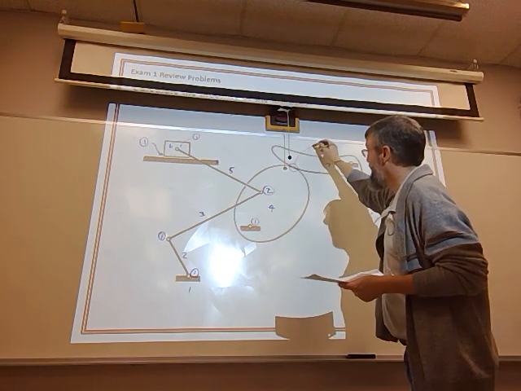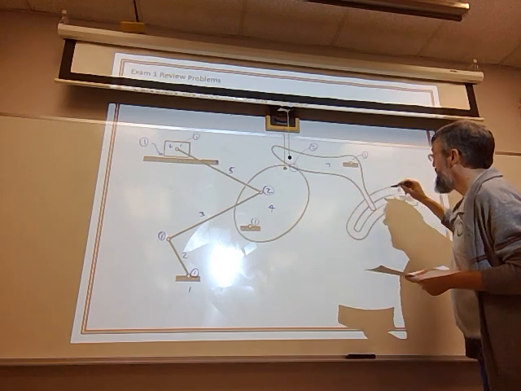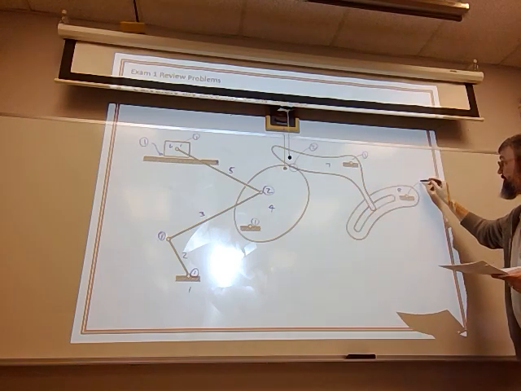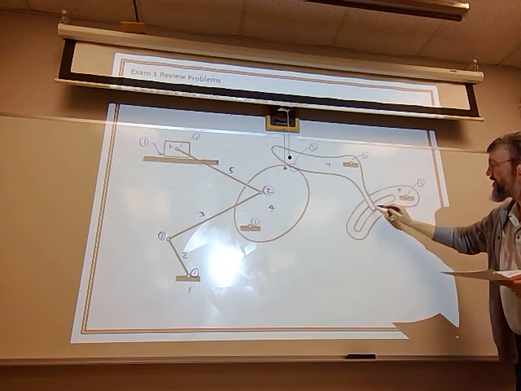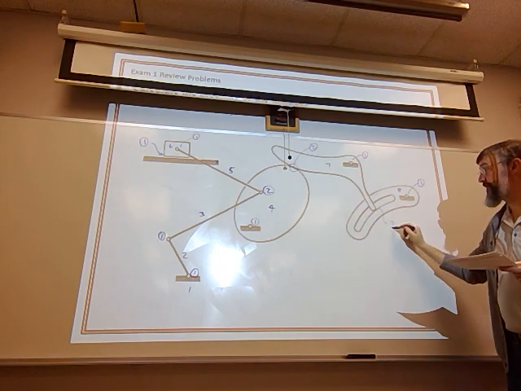So anyway, this is a complex joint right there. And this is a simple joint. Here's another simple joint. This right here, this can slide and it can roll. So it's a complex joint.